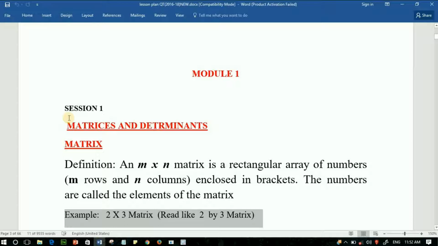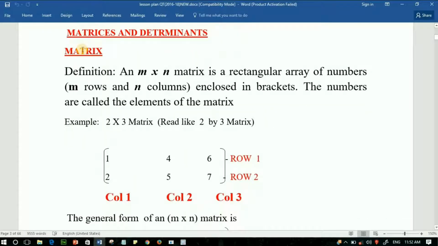Today we will discuss matrices and determinants. A matrix is a rectangular array of numbers enclosed in brackets. The numbers are called elements of the matrix. For example, a 2 by 3 matrix.